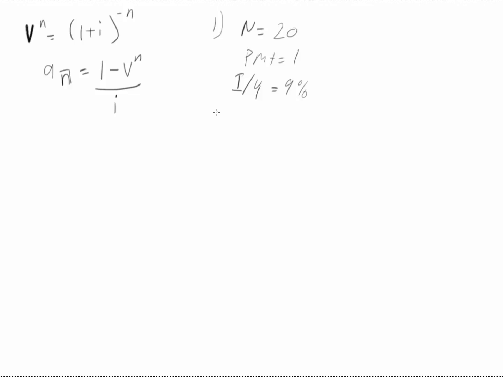So to get our present value, we're going to go A sub 20 at 9%, which is equal to (1 minus 1.09 to the negative 20) over 0.09, which we will get for a present value of 9.13.